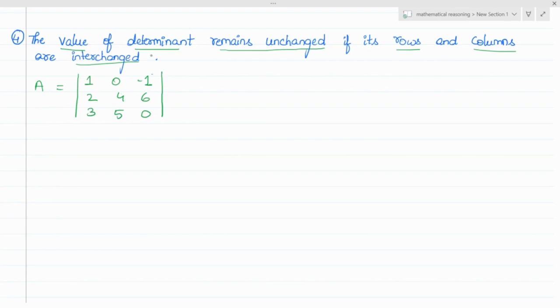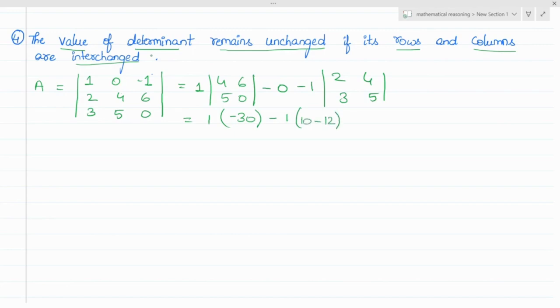So if we calculate its determinant, that is A11 into M11 minus A12 is 0. Obviously, if you multiply anything with 0, you'll get a 0. Next it is A13, that is minus 1 into M13, 2, 4, 3 and 5. When you simplify this, you'll get 0 minus 30, and this is 0, this is minus 1 into 5 2s are 10 minus 12.